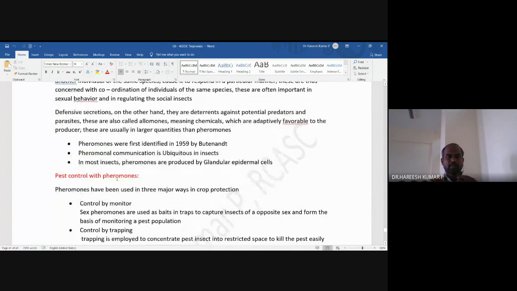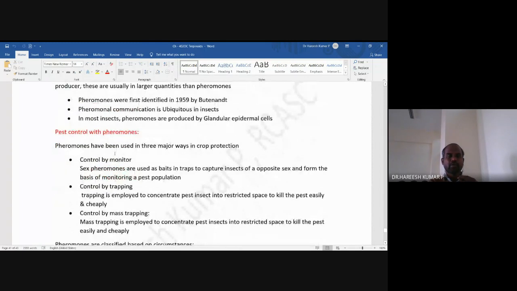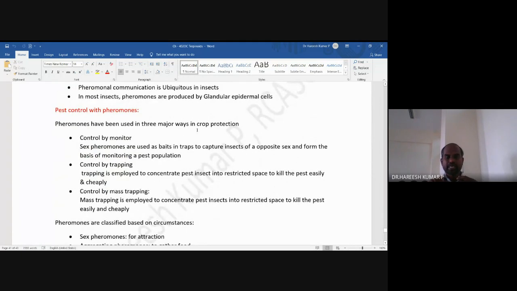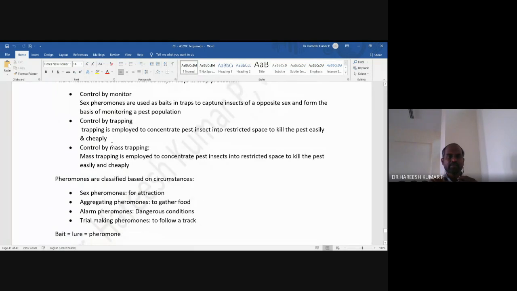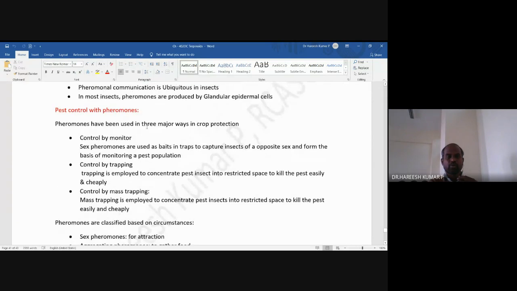So this is a subheading. What is that? Pest control using pheromones. So pheromones have been used in major ways in crop protection. Crop means whatever food grains are obtained from the agricultural source. So control by monitoring, control by trapping, control by mass trapping. So these are the three steps to protect the crop and to destroy the pest using pheromones.